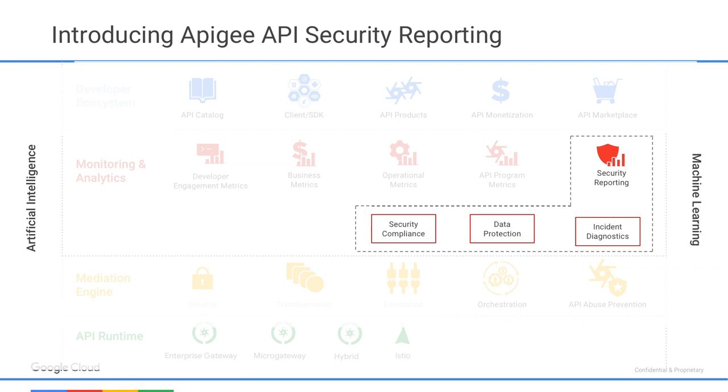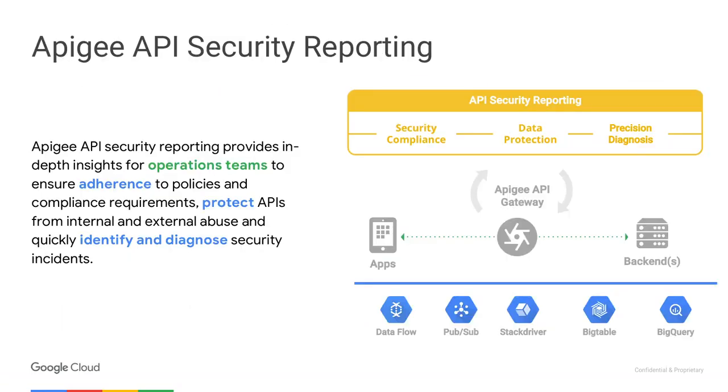So this feature essentially targets both the current IT admin or ops persona and also the SecOps persona. So let's learn a little bit about this new feature that we just added. What is API security reporting? It provides deep insights for operations teams to basically do three very important things.